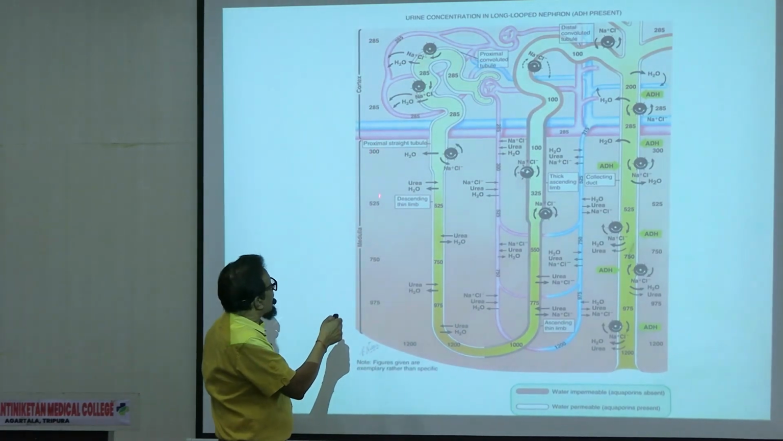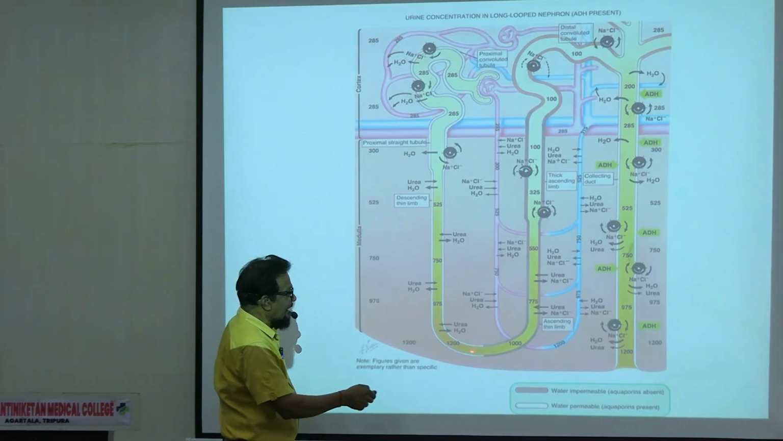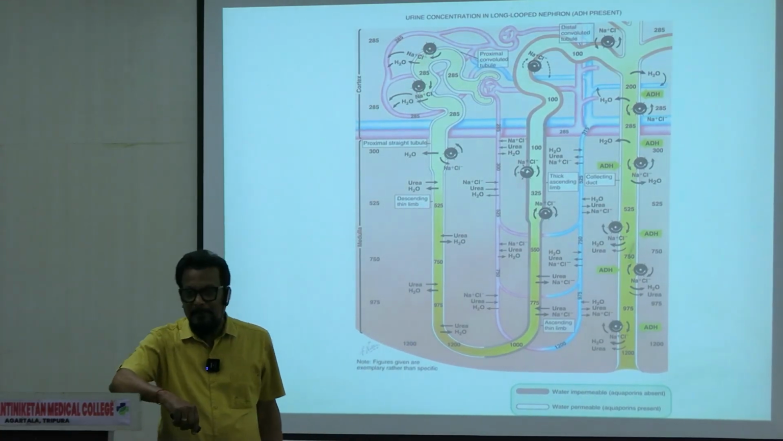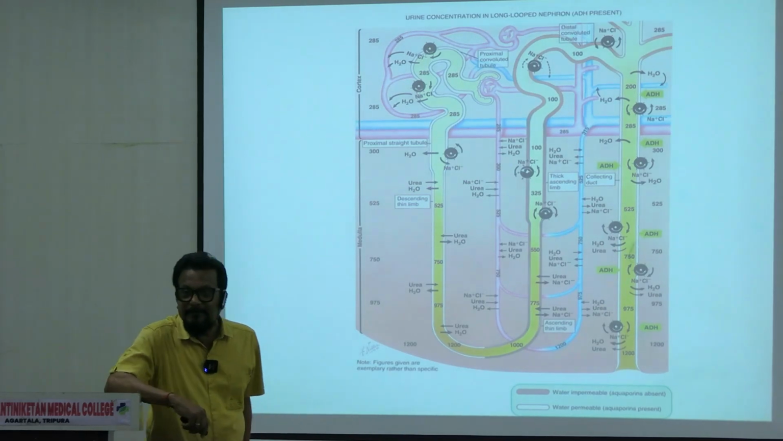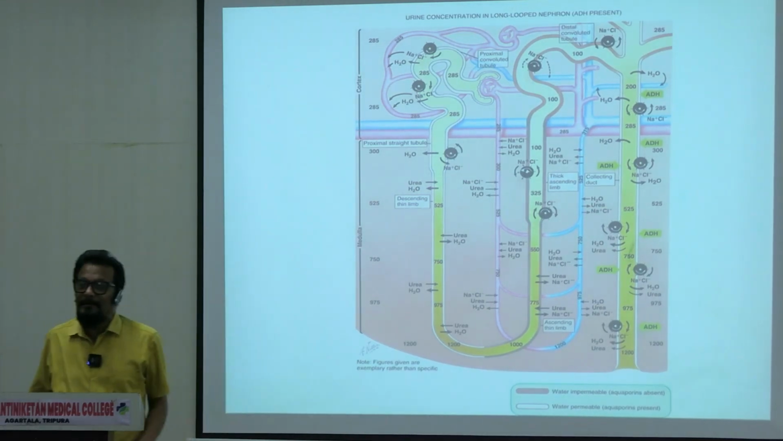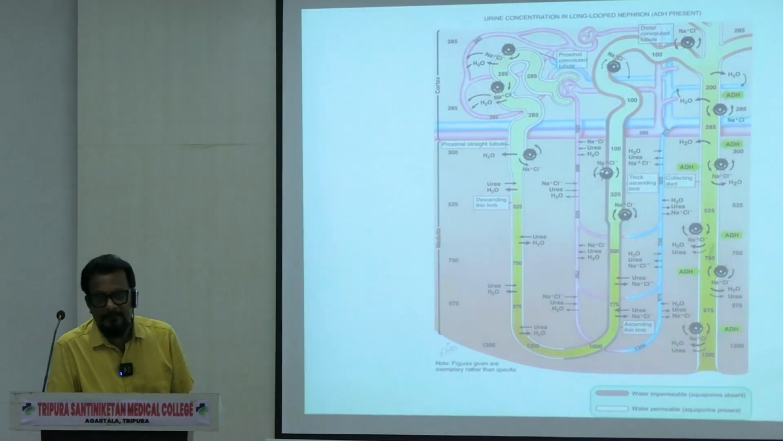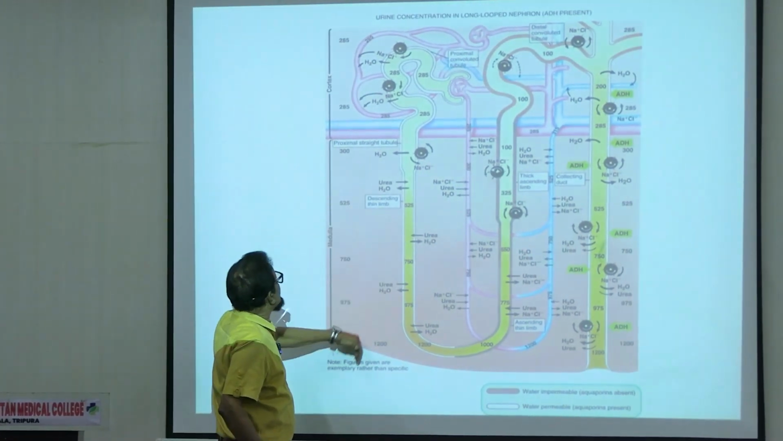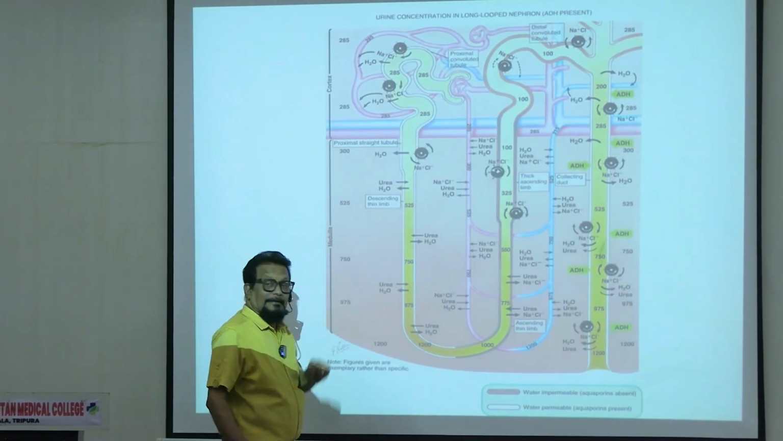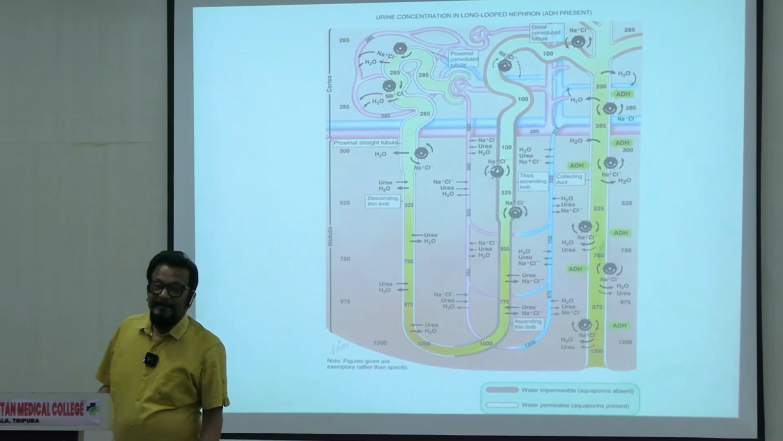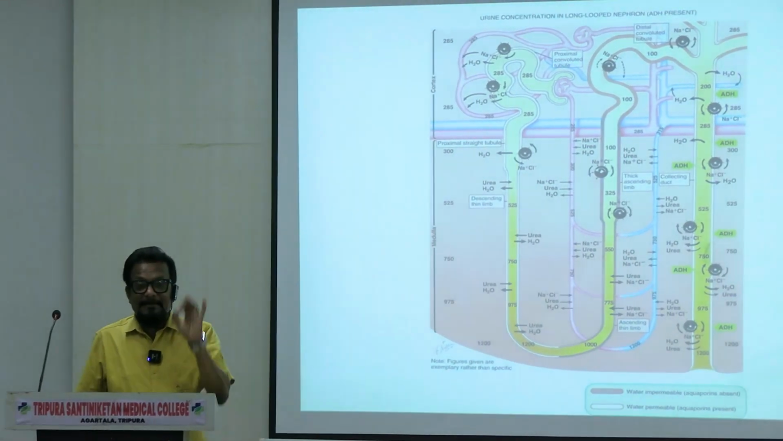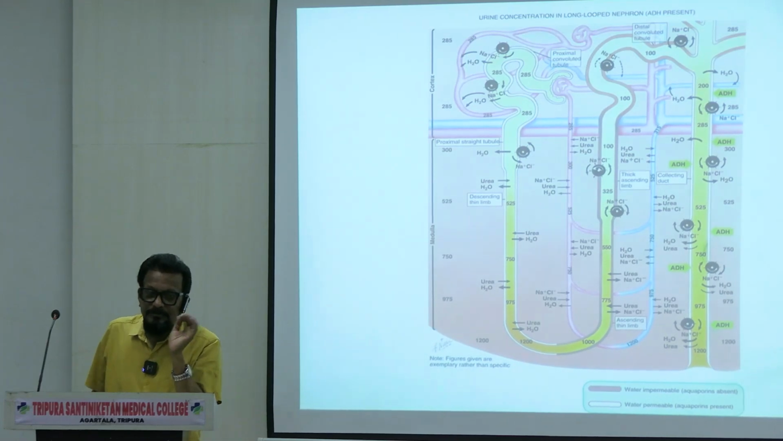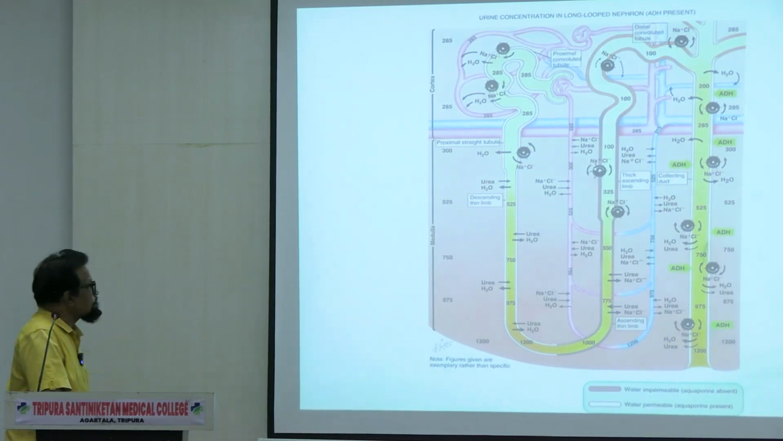Starting from 300, gradually increasing, and at the tip of the papilla, it becomes 1200 milliosmol per liter. So how is this gradually increasing osmolarity taking place? It is most important for developing concentrated urine.